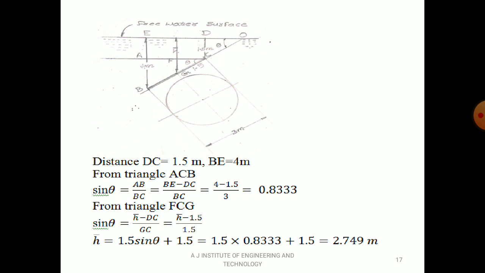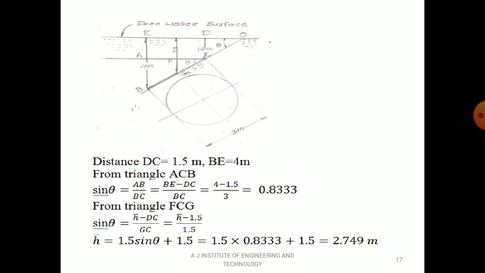So 4 minus 1.5. Total BE is 4 meter, CD equal to AE, that is equal to 1.5 meter. So AB can be obtained as 4 minus 1.5. So AB equal to BE minus DC, or BE minus EA, divided by BC. So that is equal to 4 minus 1.5 divided by 3, that is equal to 0.8333. So sin theta, you need not calculate theta by sine inverse. You just keep sin theta equal to 0.8333 as it is.